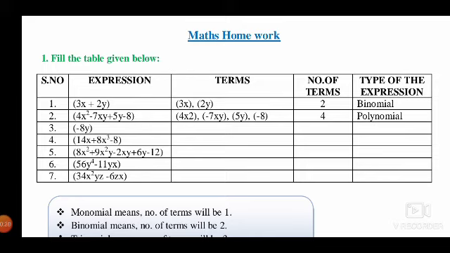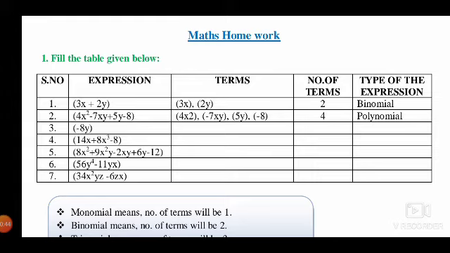Now look at the first one. The expression is 3x plus 2y. Now we have to write down the terms. 3x is one term and 2y is another term. With a comma you have to write it. The number of terms is 2, the terms being 3x and 2y. Since there are 2 terms involved, the type of expression is known as binomial.